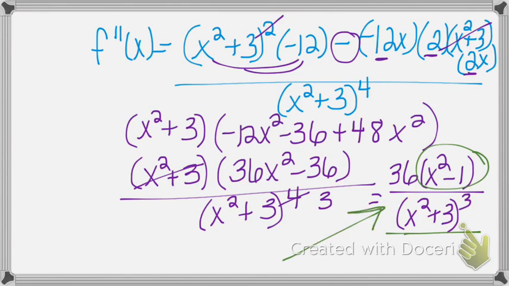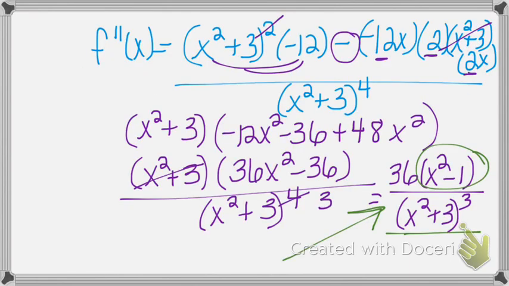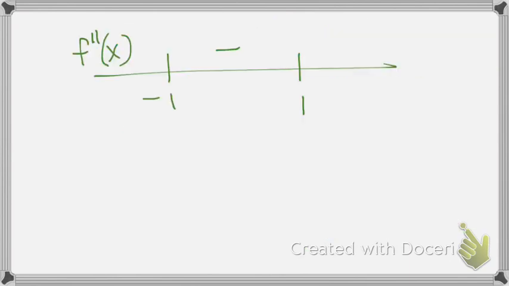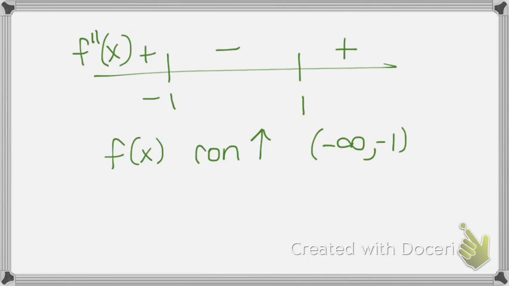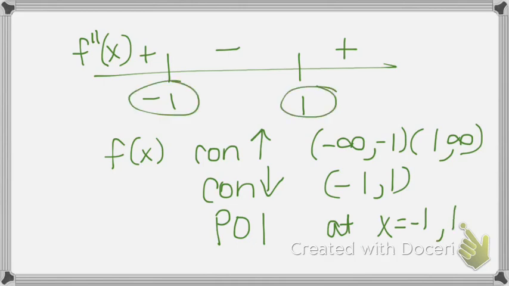So if I plug in 0, I'm going to get a negative. If I plug in negative 2 and positive 2, looks like I'm going to get a positive on top and the bottom. So this means that f of x is concave up from negative infinity to negative 1 and 1 to infinity, concave down from negative 1 to 1, and there's a point of inflection at x equals negative 1 and 1 because concavity is changing, because it's changing from positive to negative to positive.